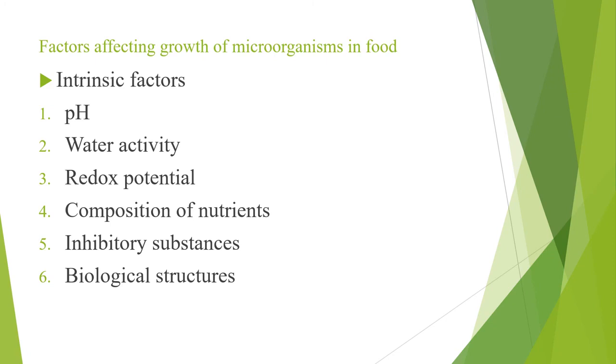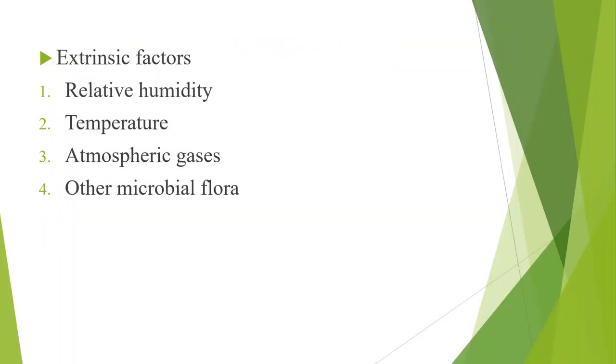Next are the biological structures. Mostly foods have some external layer, such as the skin of the meat, or the shell of the egg. These are some common biological structures present in food items which will interfere with the entrance of the microorganism into the food items. So these are all the internal, or intrinsic, factors that influence the entrance, growth, and survival of a microorganism in a food item.